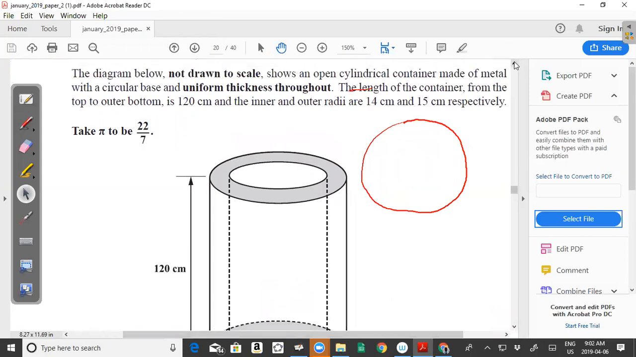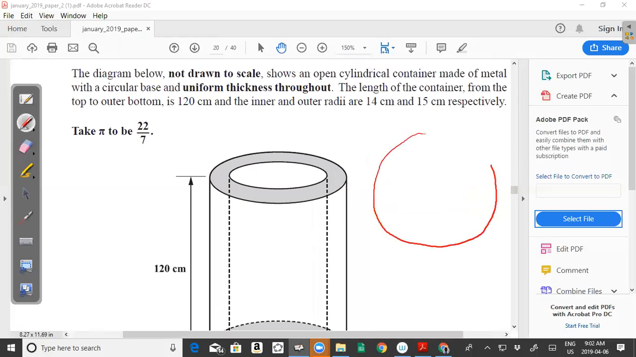Okay, so we have the cross section here, a large circle and the smaller circle in the middle there. Both of them share the same center. And the smaller circle, we're told, has a radii of 14 centimeter, a radius of 14 centimeter. Radii is plural, radius is singular. So the smaller circle has a radius of 14 centimeter, and the larger circle has a radius of 15 centimeter.